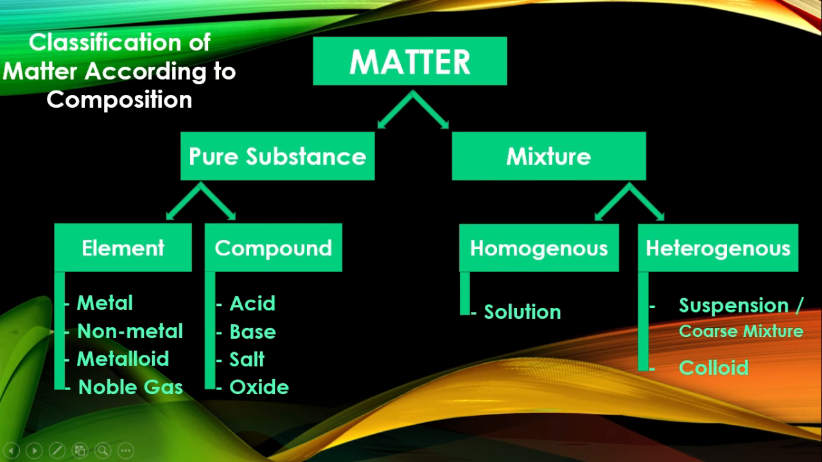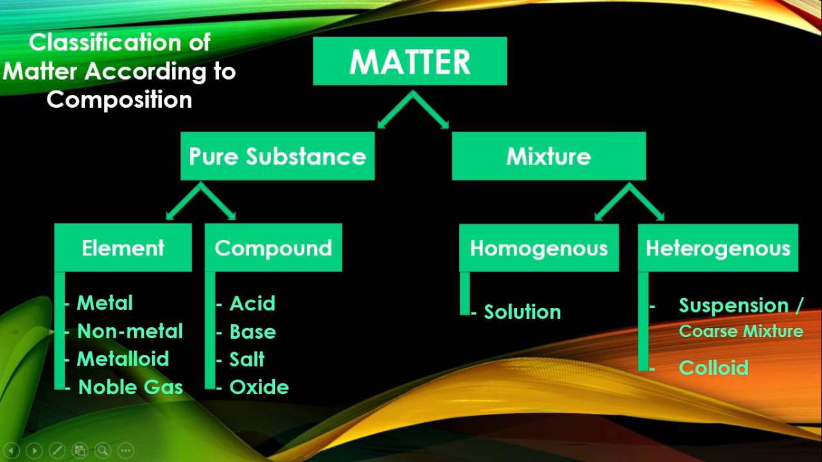Next, we have your salt. Salt is a combination of one positive ion and one negative ion. Salts are usually produced by the reaction of acids and bases. We call that neutralization reaction. In neutralization reaction, or the reaction between acids and bases, salt and water are usually produced.